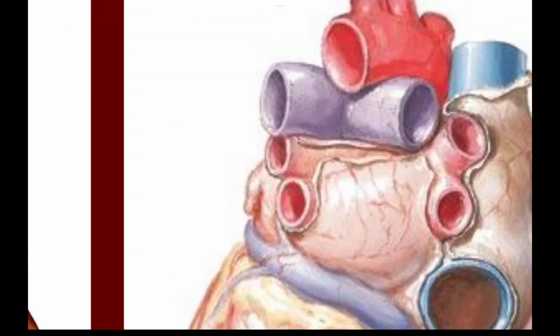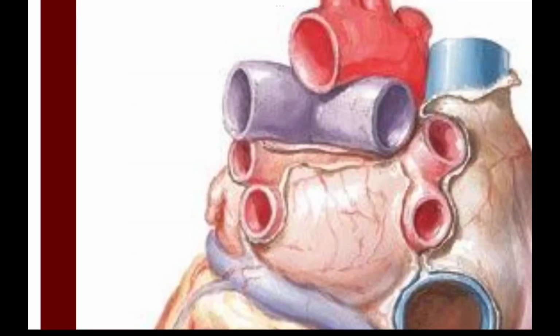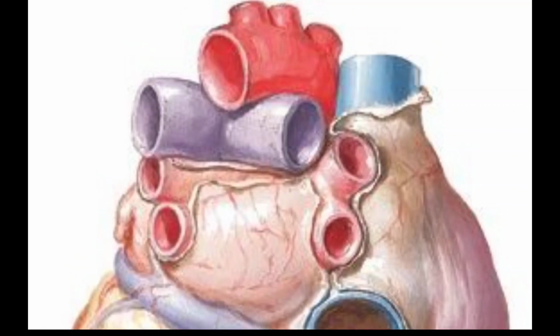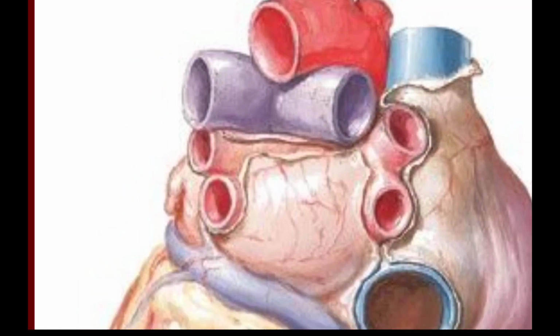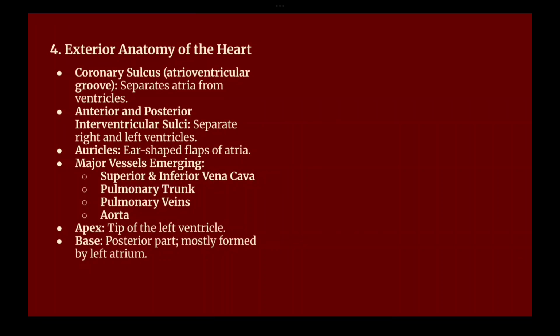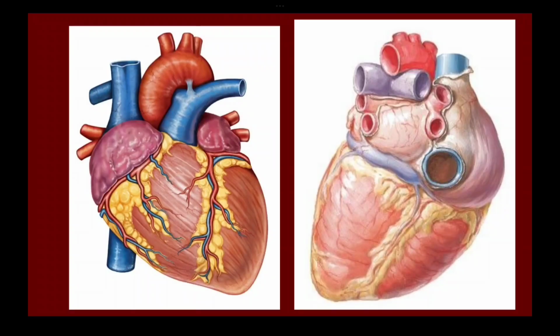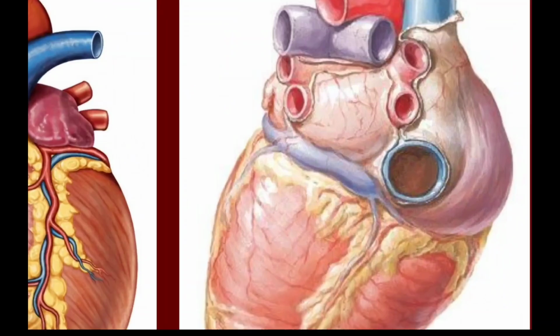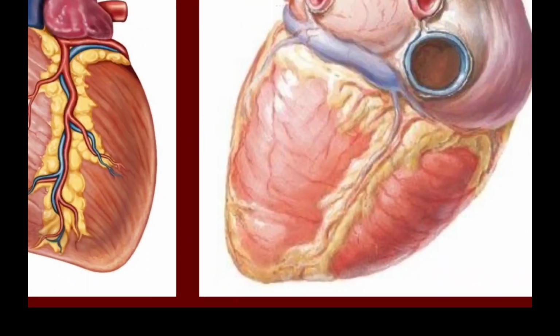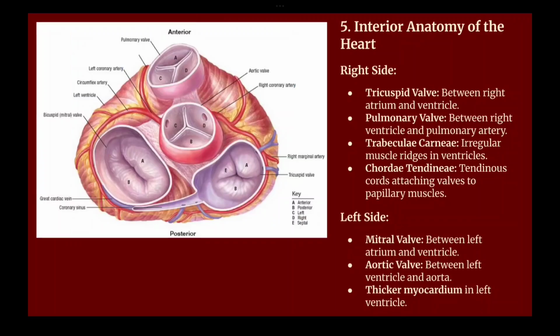Now these are the veins that bring oxygenated blood from the lungs into the left atrium: the right pulmonary veins and the left pulmonary veins. The apex is at the tip of the left ventricle, and this region that you see is the base of the heart.